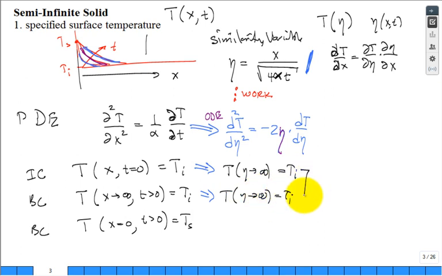Do you know what? Those two, the initial and the one boundary condition, collapse to only the same condition for my ordinary differential equation. You have to have the collapse of conditions, otherwise this wouldn't work. But these are the same condition. Okay, then the last one is a new condition, so you need two unique conditions to solve the second order ODE. So this collapses to the temperature at eta equal to 0 is equal to Ts.